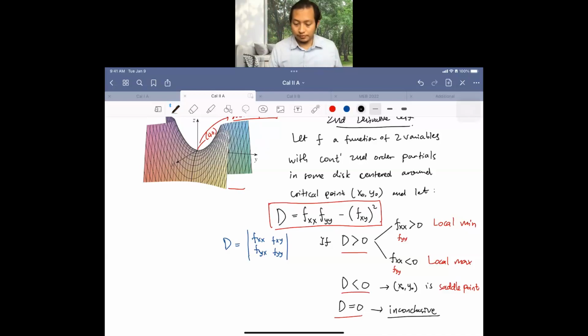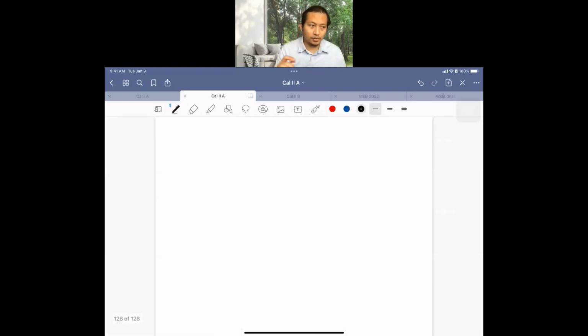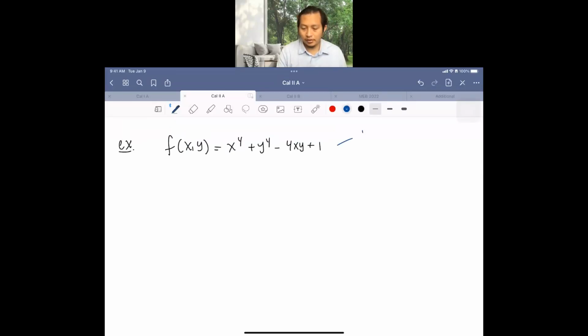So let me write an example. We have a function x to the power of 4 plus y to the power of 4 minus 4xy plus 1. The question is asking to find the local max, local min, and saddle points. Which points give you the local max, local min, or saddle point?